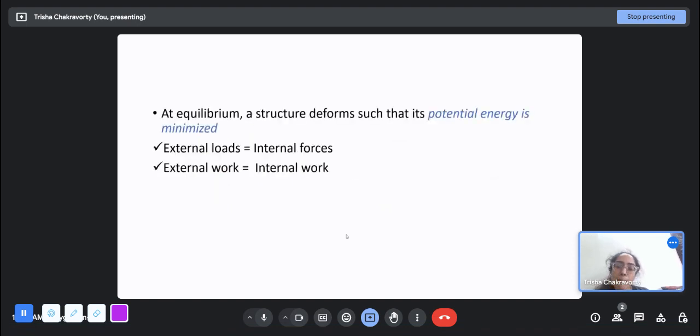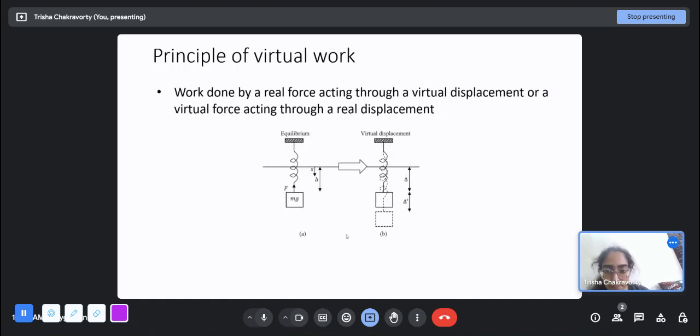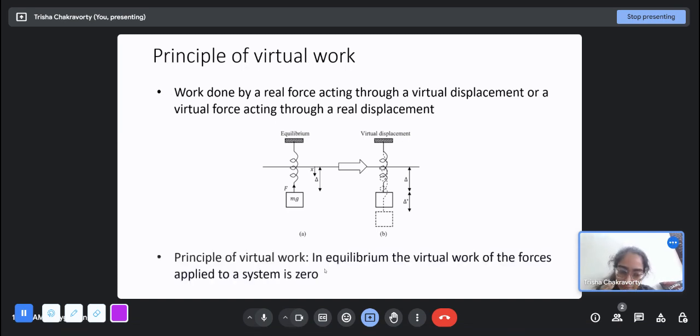This is the principle of virtual work. Basically, at equilibrium, a structure deforms such that its potential energy is minimized. So external loads must be equal to internal forces, and external work must be equal to internal work. The phrasing is a little different, but by now you should be used to it, because we have used the principle of virtual work in several weeks, mostly to find deflections of all kinds of structures. Work done by a real force acting through a virtual displacement, or a virtual force acting through a real displacement. The principle of virtual work says that in equilibrium, the virtual work of the forces applied to a system is zero. The net virtual work carried out by all forces should be zero.